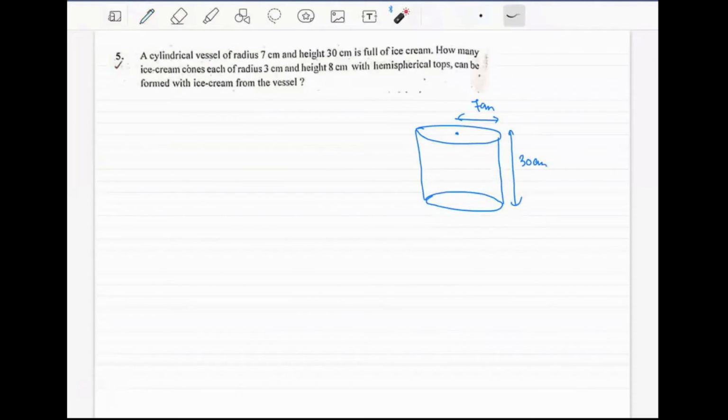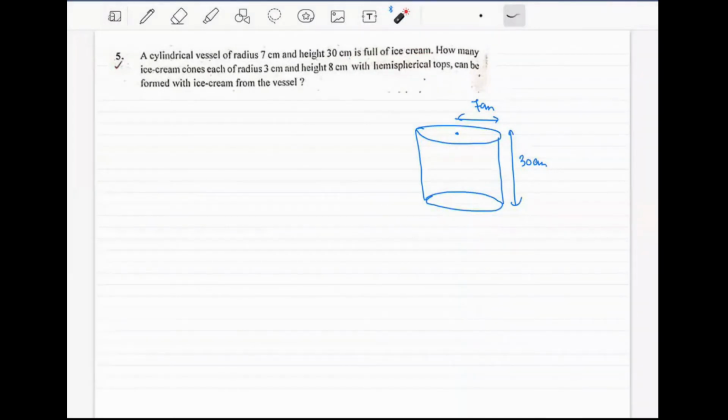Then coming to the next sentence, it says, how many ice cream cones? This can is full of ice cream. This cylindrical vessel is full of ice cream, top to bottom. So let's say you are an ice cream seller. You have to take out the ice cream from here and then scoop it into another cone, right?